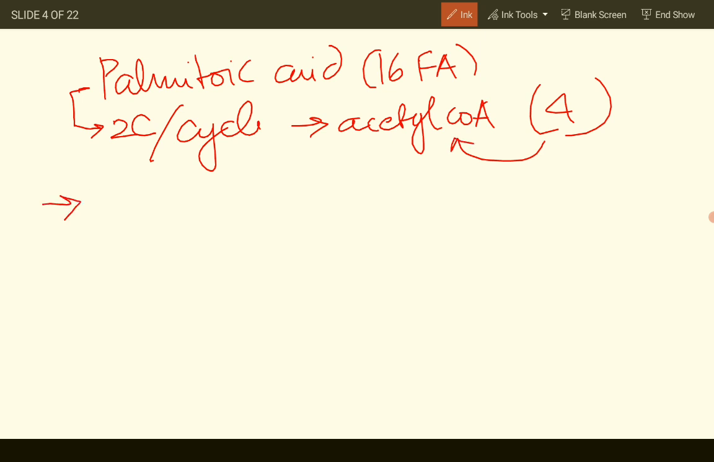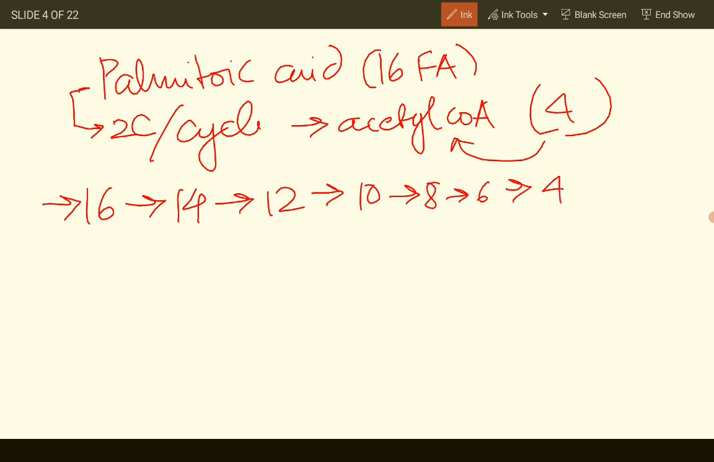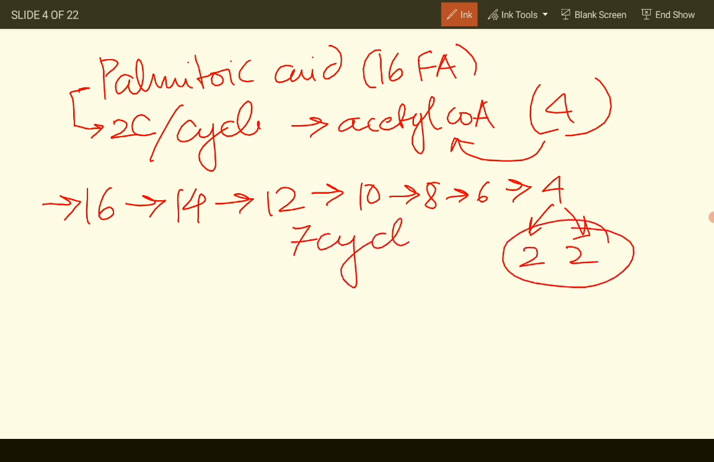So after each cycle, first it will be 16, then 14 carbons left, then 12, then 10, then 8, then 6, and then 4, and the 4 will be divided into 2 carbons in the last cycle. So 7 cycles will be required for palmitic acid to be degraded. But what if this is an odd number of carbons? Instead of 16, it is 15.